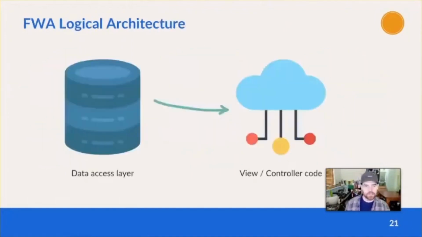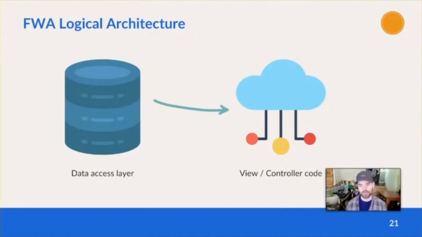So going forward, I want to talk a little bit about the logical architecture. We touched on this with Rails and we talked about it with Jamstack. And you'll notice the logical architecture for an FWA is actually pretty similar to a Jamstack in that it's essentially a two-tier application. We have a data access layer for persistence, and we have our view and controller code. Our application logic lives in a cloud function and data in the database. It's really easy to think about and reason about your application this way as you're building.